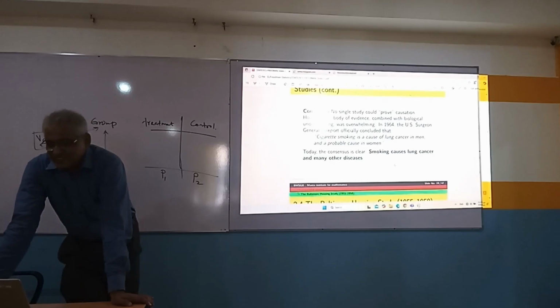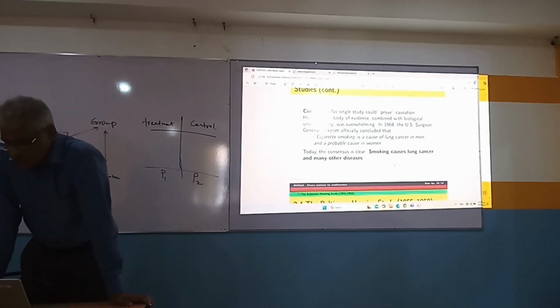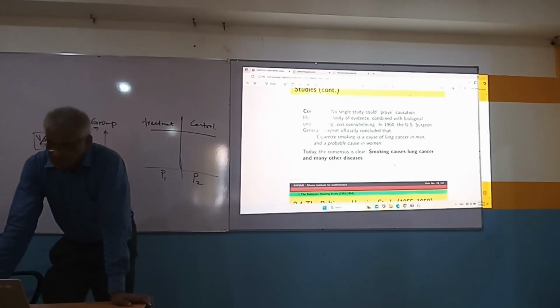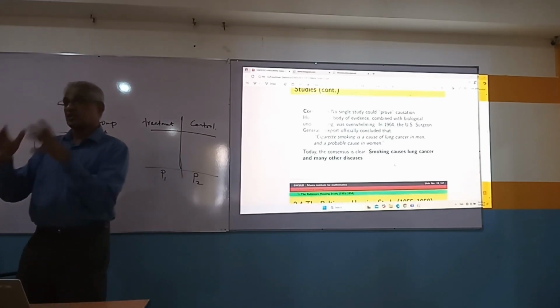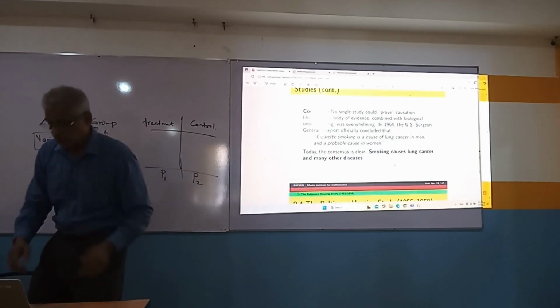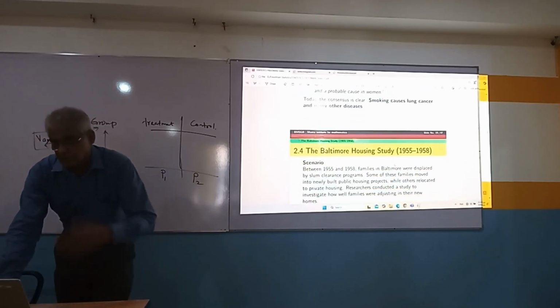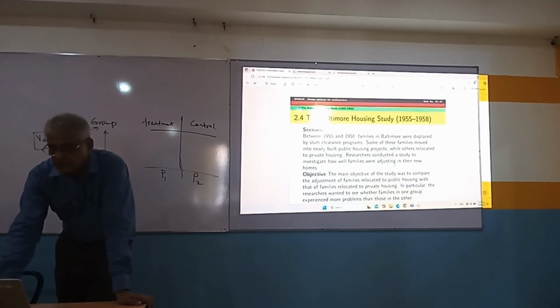So today the consensus is clear. Smoking causes lung cancer and many other diseases. So they have decided on the causation, even though it's not a real proof. Right. Evidence is overwhelming. Right.